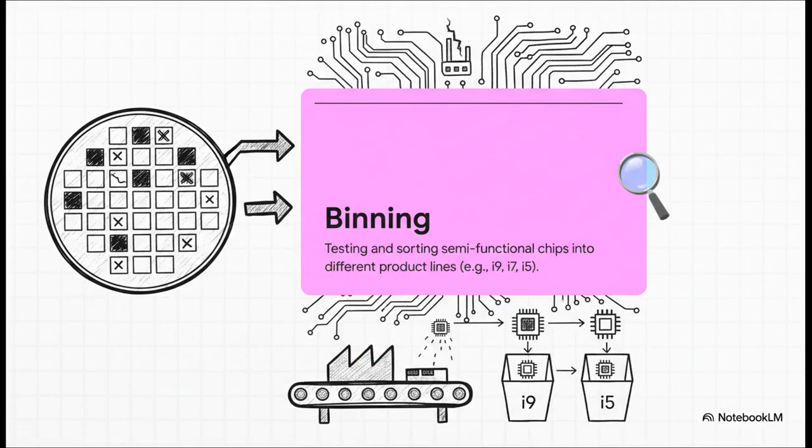But of course, not every single chip on that wafer comes out perfect. A single microscopic defect can disable an entire section. And this is where a really clever process called binning comes in. The chips are all rigorously tested, and based on which parts are fully functional, they get sorted into different product categories. So a chip that was supposed to be a top-of-the-line i9 might get sold as an i7 or an i5 if some of its cores are faulty. It's a brilliant way to maximize how many chips you get and minimize waste.